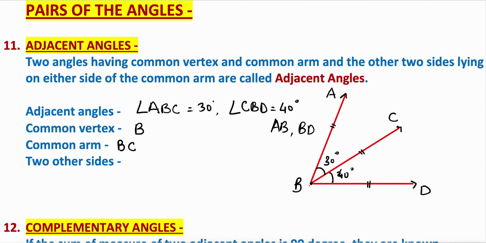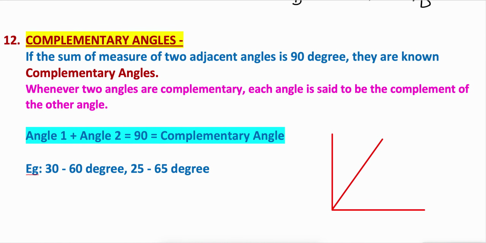Now let's see here. The two other sides are AB and BD. AB and BD are the other two arms. BC is the common arm and B is the common vertex. So the adjacent angles are angle ABC and angle CBD. Now let's see complementary angle.